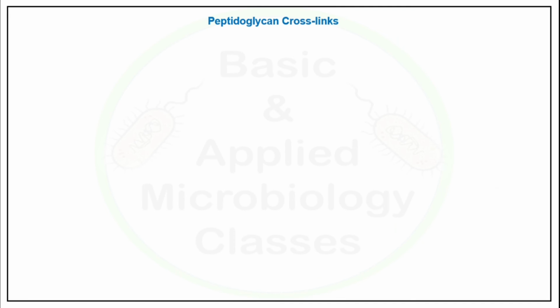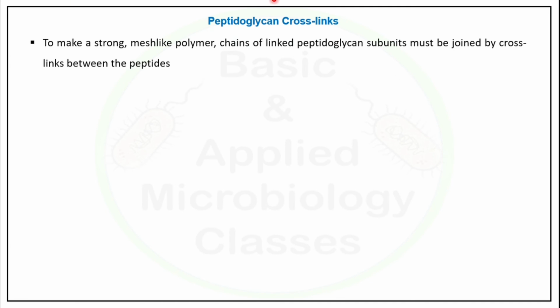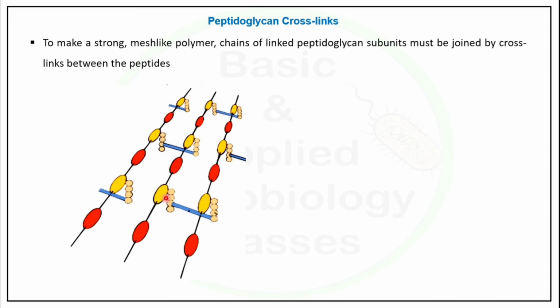Now we are coming to peptidoglycan cross-links. So what are peptidoglycan cross-links? To make a strong mesh-like polymer, chains of linked peptidoglycan subunits must be joined to each other by means of cross-links between the peptides. Already we have seen the picture I initially showed you, that peptidoglycan is a strong net-like polymer, right? So how will this type of polymer result? It will result only when different chains of peptidoglycan having identical subunits are in some way joined or attached to each other, right?